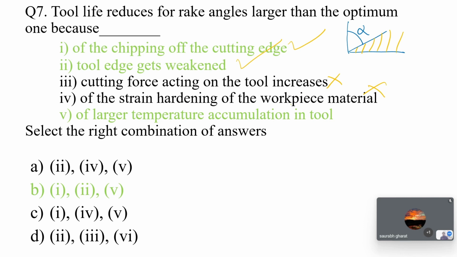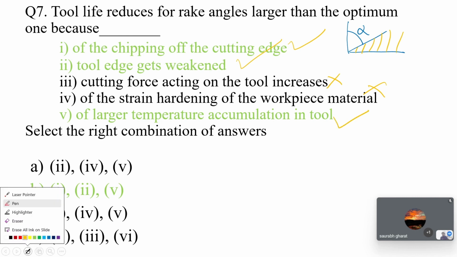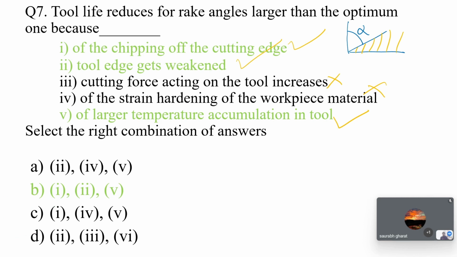Optimal of larger temperature accumulation. Again, the concept is if the area is less, the temperature accumulation will be more, because there is less area to absorb the temperature. So this is wrong, and the strain hardening of this material again is wrong. There is no work of strain hardening over there. The cutting rate, so this is your answer.